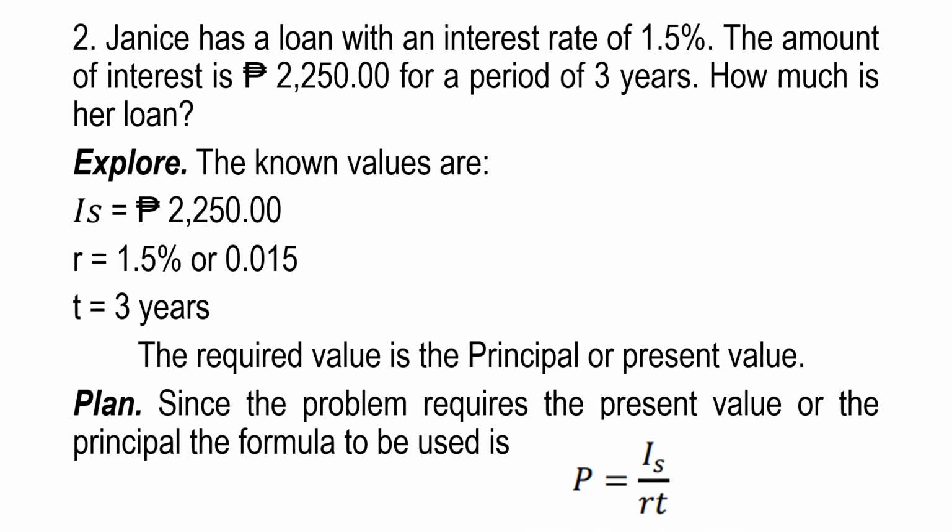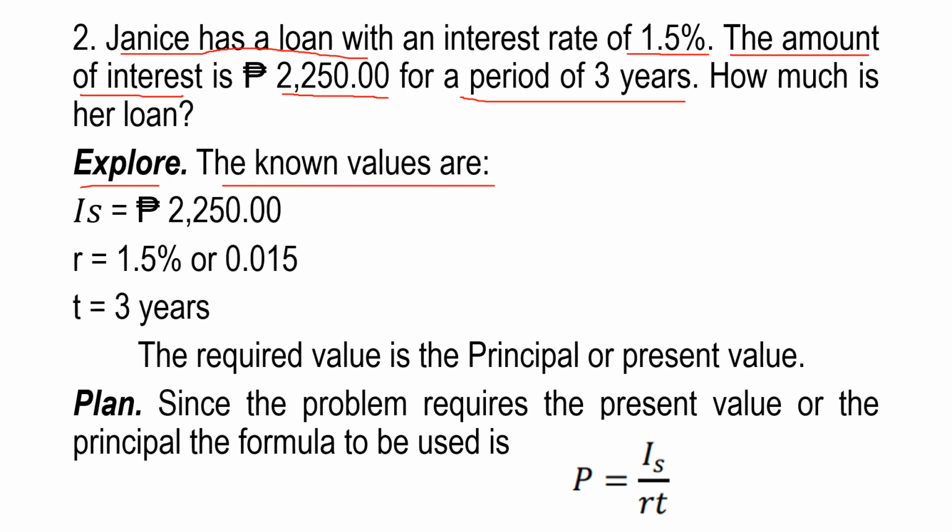So for number two, Janice has a loan with an interest rate of 1.5%. The amount of interest is 2,250 pesos for a period of 3 years. How much is her loan? So we're asked to find the principal. So in your Explore, we need to read, analyze, and look for the known and unknown values.